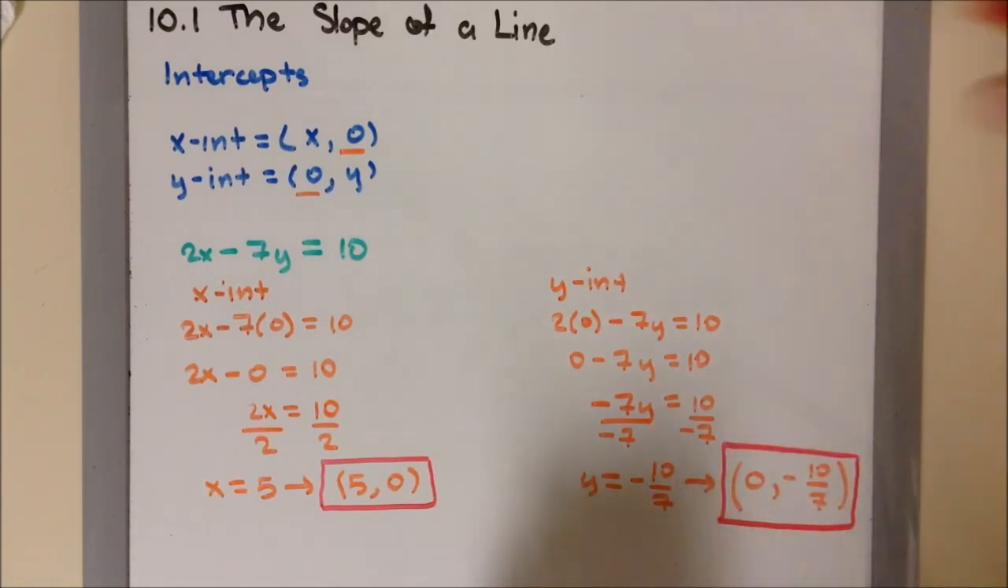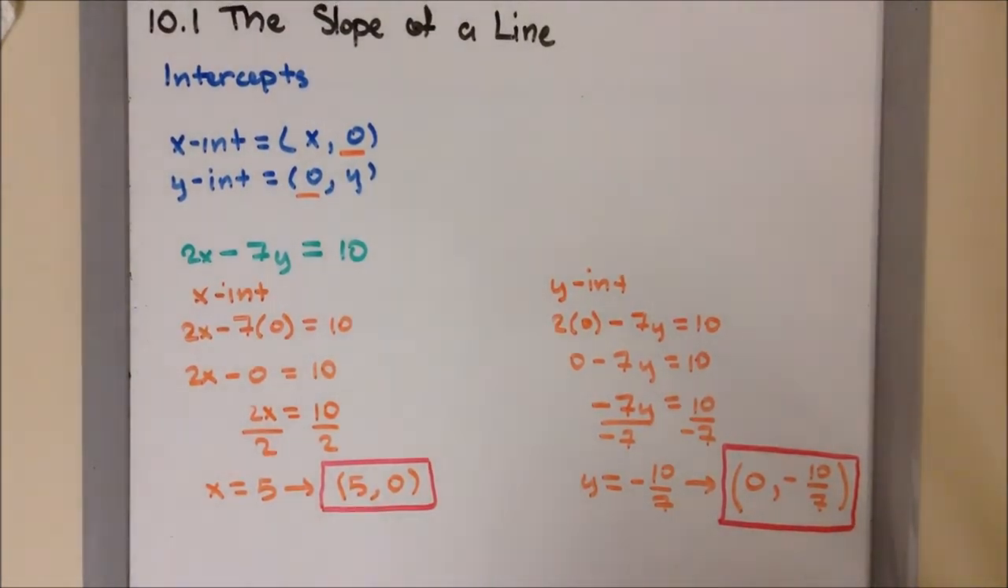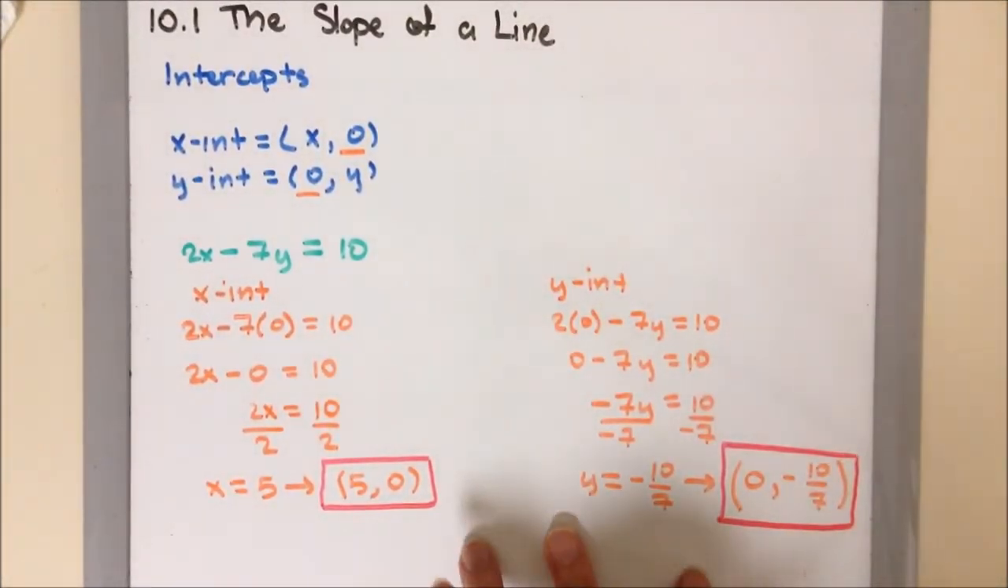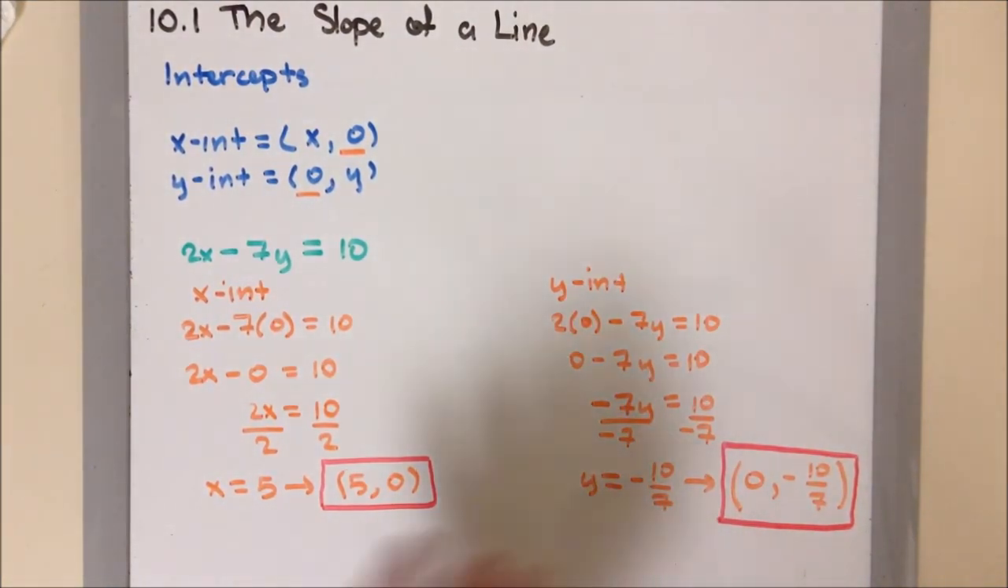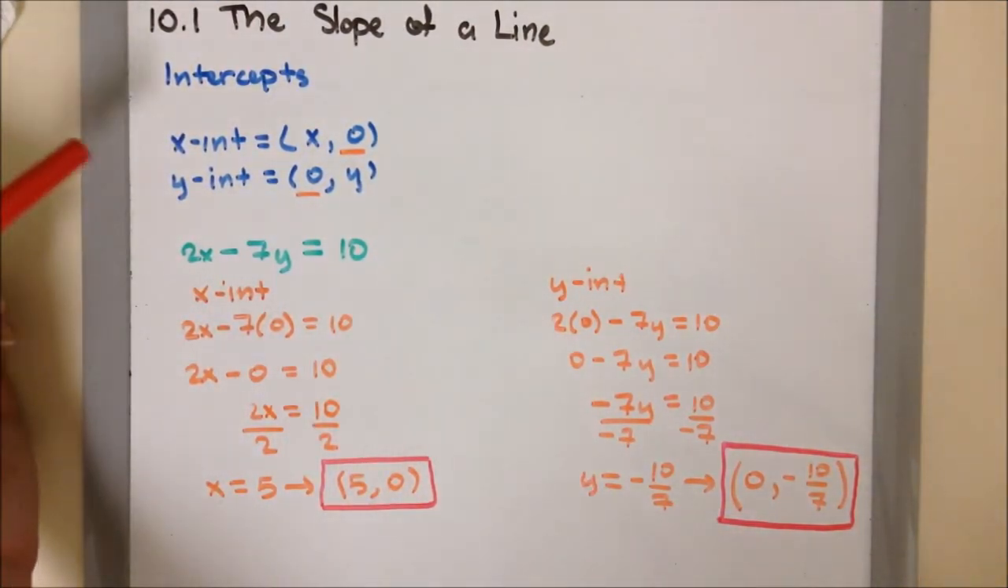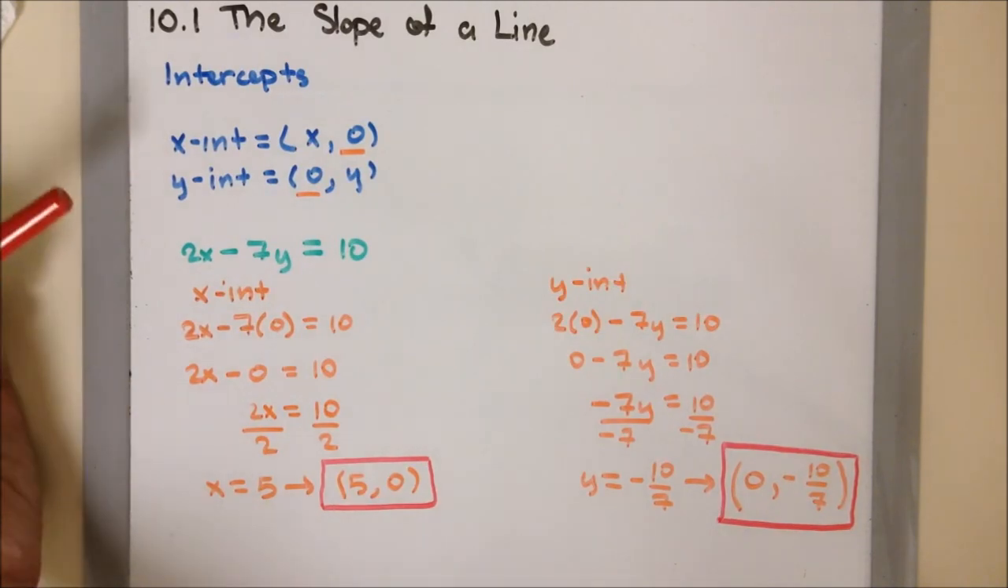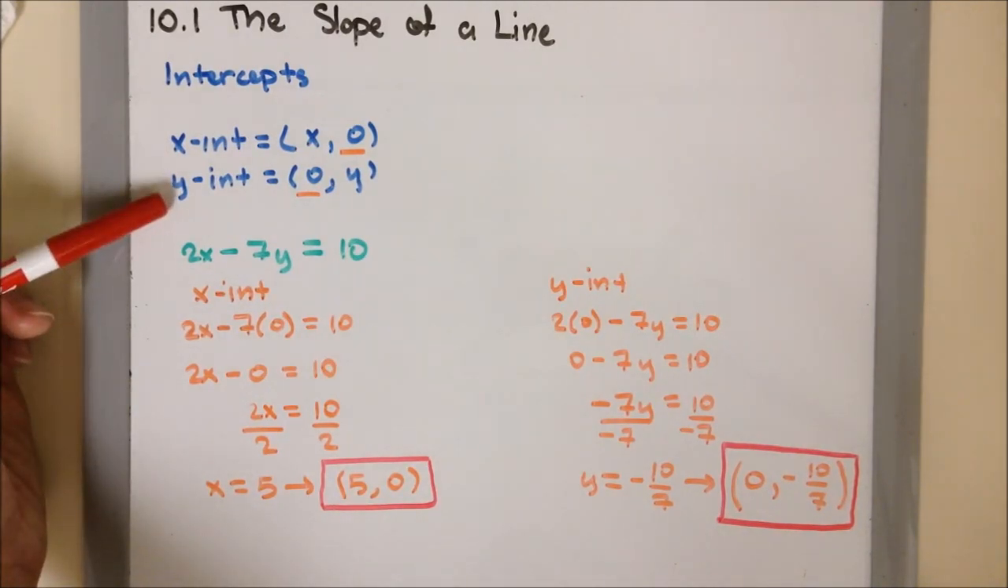So again, when I'm looking for the x-intercept and y-intercept, I have two separate coordinate points, two answers. But make sure to read the question carefully. Sometimes it might ask you to find just the x-intercept. Sometimes it might just ask you to find the y-intercept.